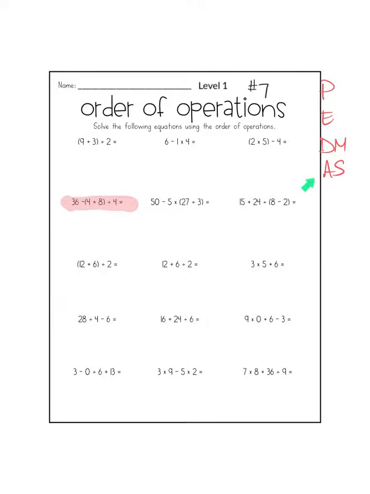You have your order of operations on the side here, and I've highlighted the question that I want to do with you. So the first thing is we look at what kind of stuff we got going on. So we have subtraction, we have brackets with addition in the middle, and division.